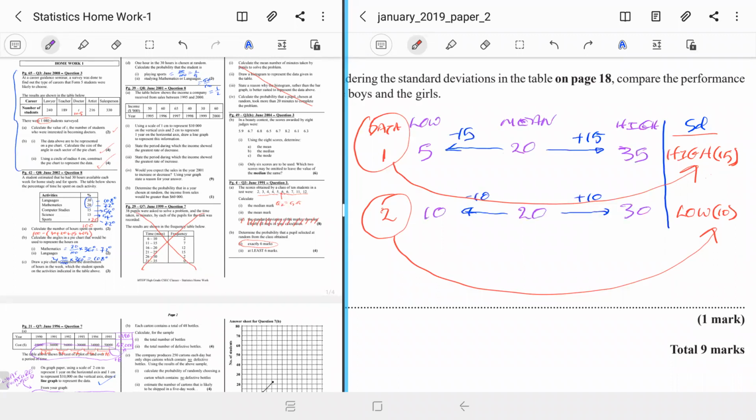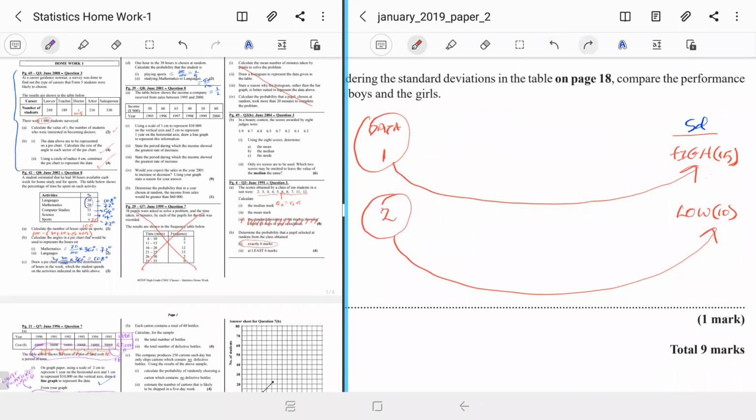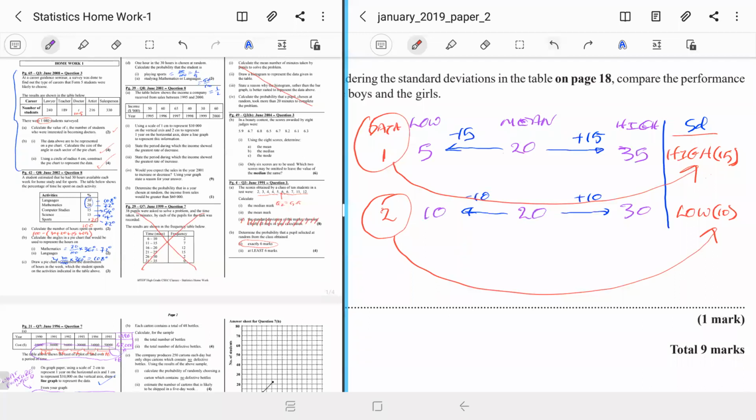Sir, that data 1 has a higher standard deviation than data 2. You can't tell him that as the answer because it's obvious. They want you to interpret it. You can't just say one has a higher standard deviation and one has a lower standard deviation, because that is obvious. 15 is more than 10. You're not asking that. Interpret the information. Look at the scores, look at the values.